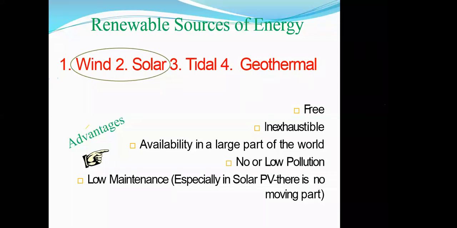It is available in a large part of the world. Our country, India, has an abundance of sunlight. Wind energy is available in some areas, not everywhere. Another advantage is that it has no or very low pollution. If you are converting solar energy to electrical energy, it doesn't create any pollution. It has very low maintenance because in solar PV we don't have any moving part. So maintenance is very low, and operational cost is very low.